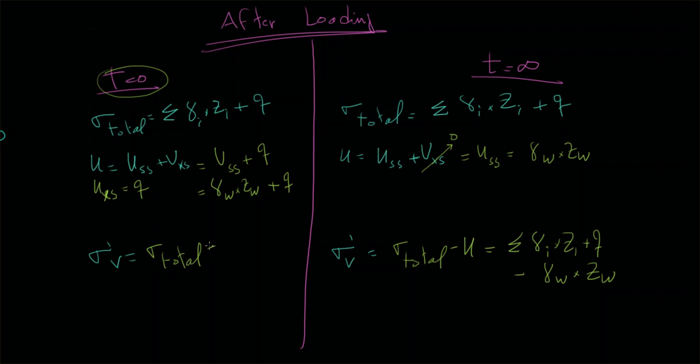The rules of solid mechanics do not change for no reason. So I have the sum of gamma_i z_i plus q minus gamma_w z_w plus q. So plus q minus q, they vanish. So it's going to be the sum of gamma_i z_i minus gamma_w z_w, which is the same as sigma dash initial before loading.